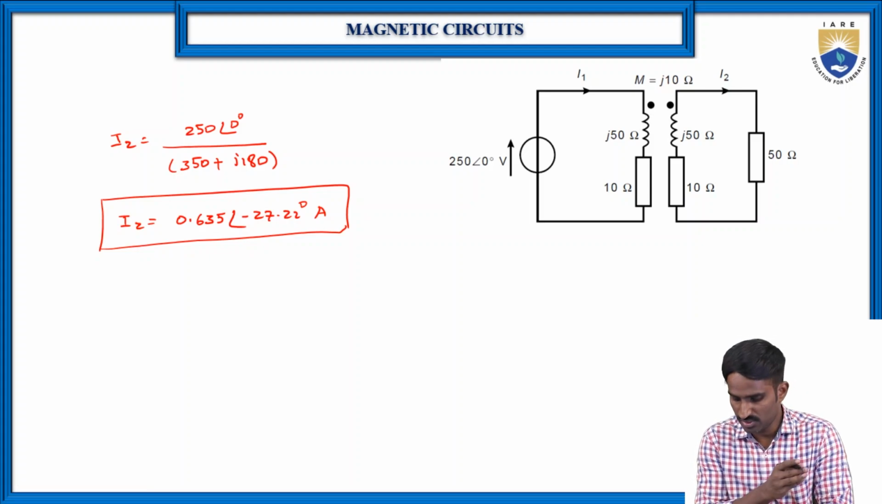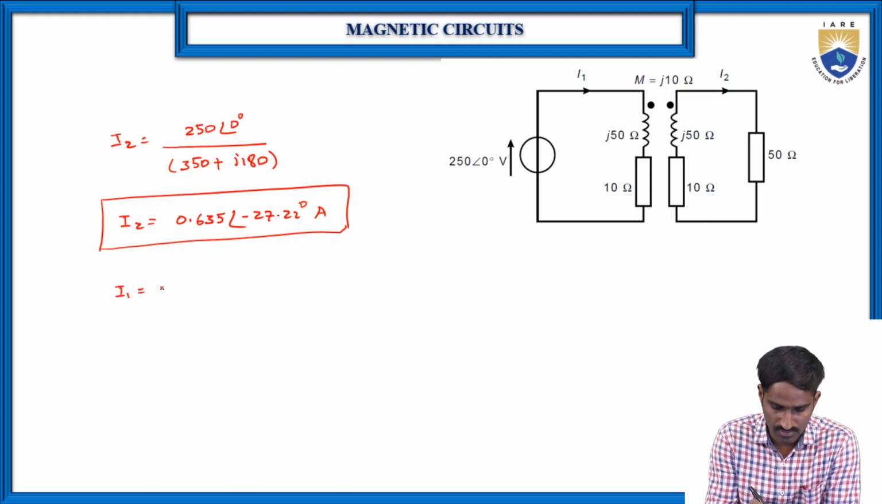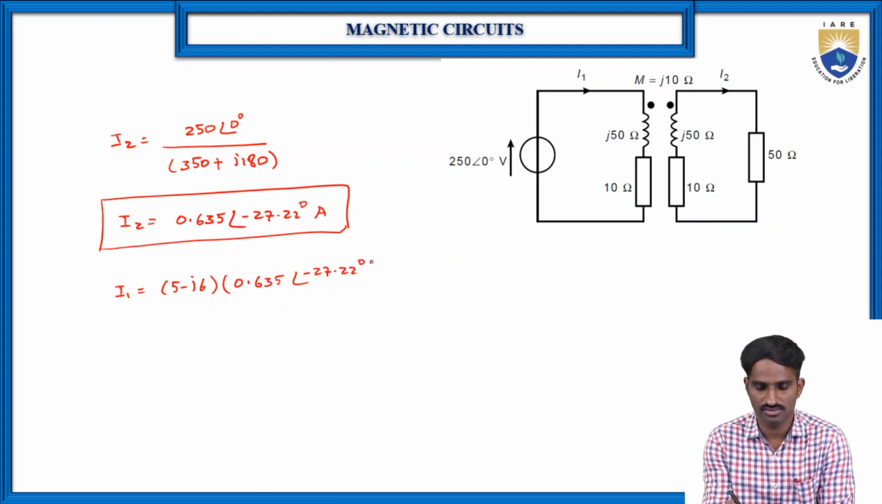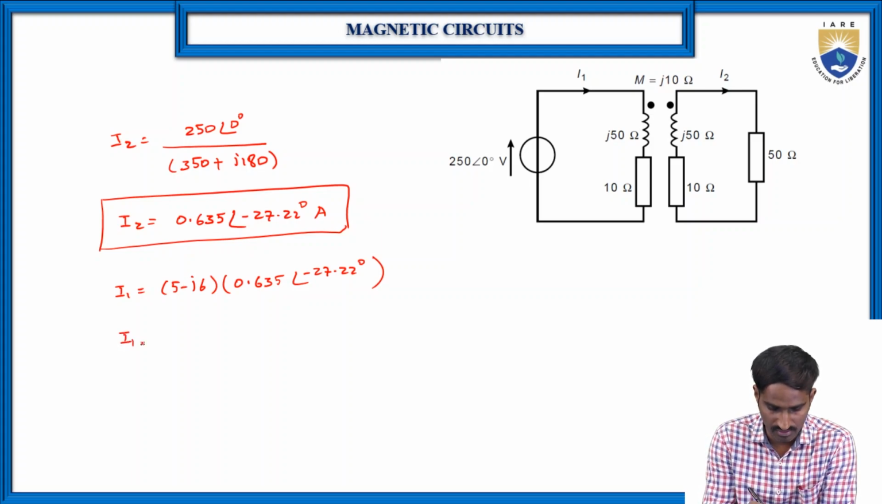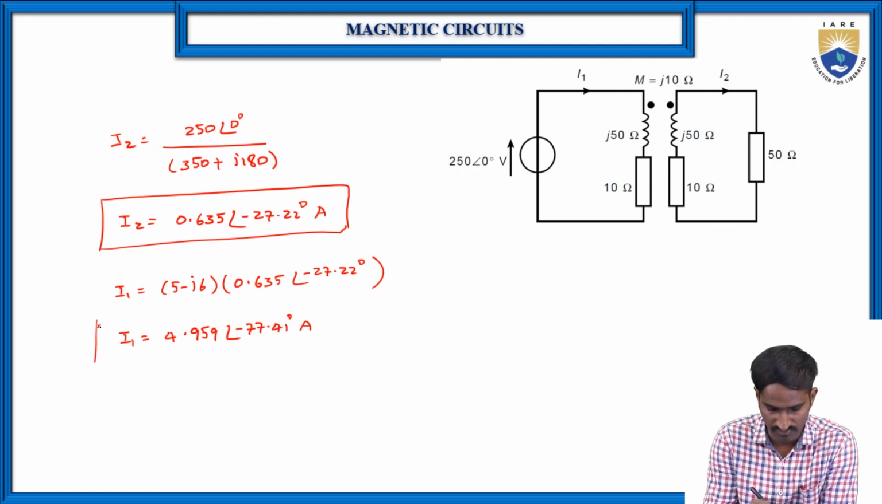Now we know the value of I2, and we need to find the I1 value. From equation number 3, I1 is equal to (5 - J6) into I2. The value of I2 is 0.635 at an angle of minus 27.22 degrees. If you multiply these two terms, you will get the value of I1, which is 4.959 at an angle of minus 77.41 degrees. So this is the value of I1.